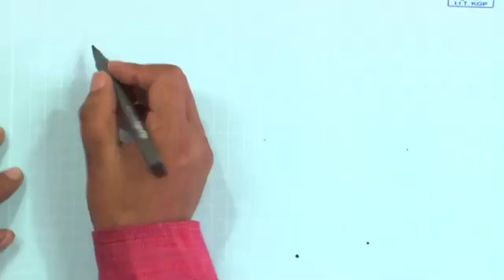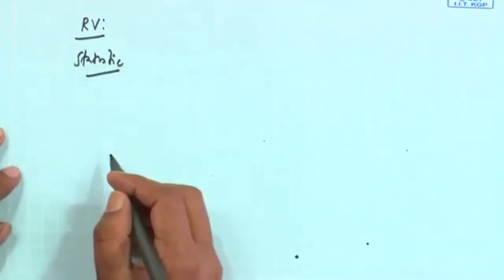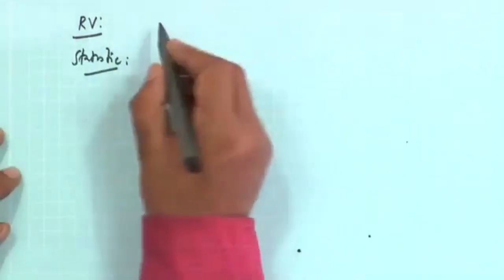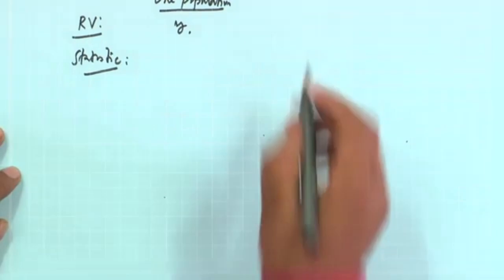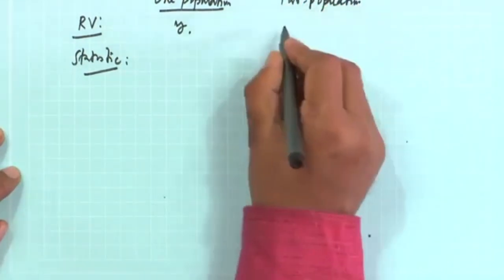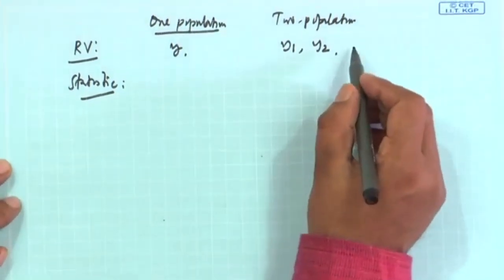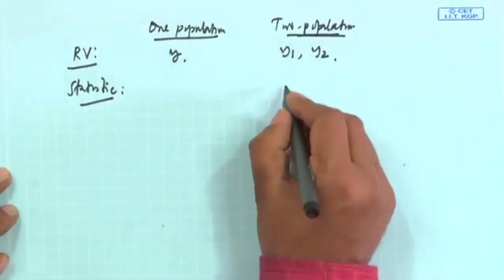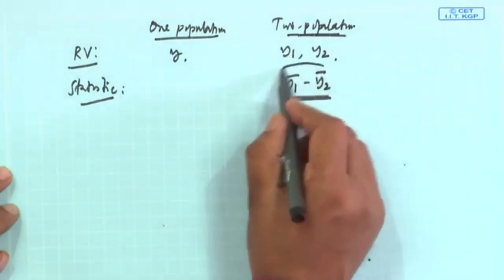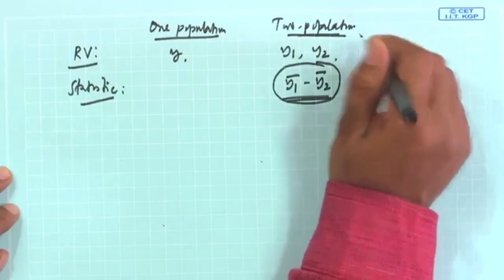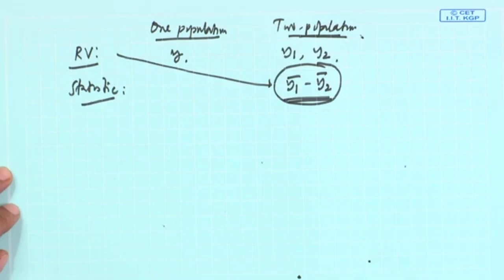Okay. Now, very quickly I will go to two population means. So, please remember here, we are interested in the random variable of interest, the statistic. So, when it is one population, the random variable of interest is y. For two populations, the random variables are y 1, y 2. Now, in two population means, the statistic we want to test is y 1 bar minus y 2 bar. This is the resultant random variable. From the objective's point of view, we want to see the difference between two population means. So, this is our random variable of interest.